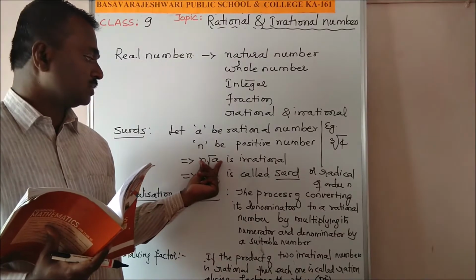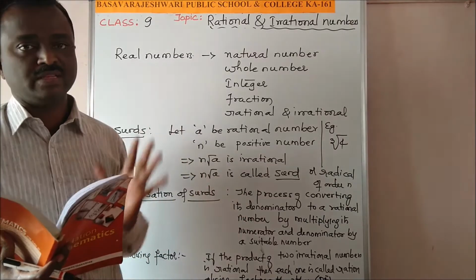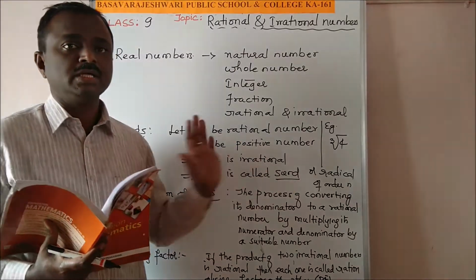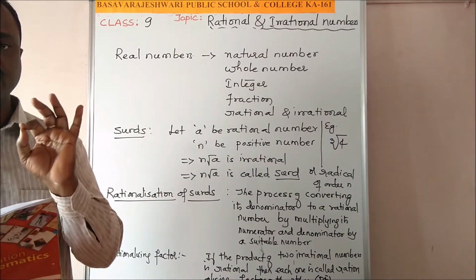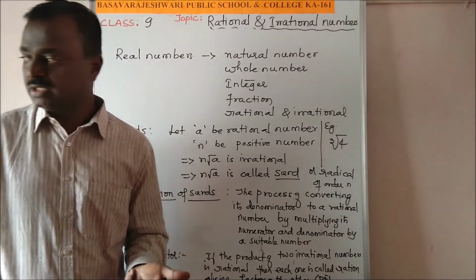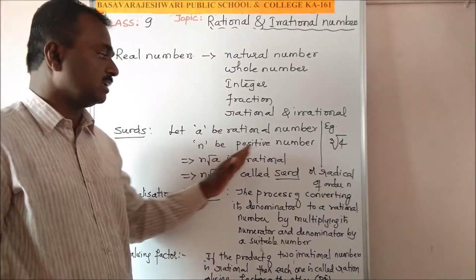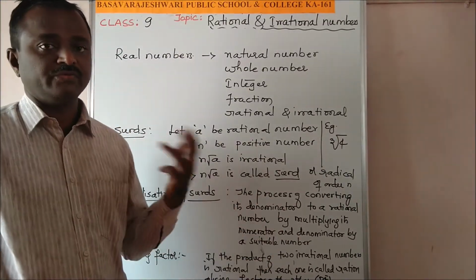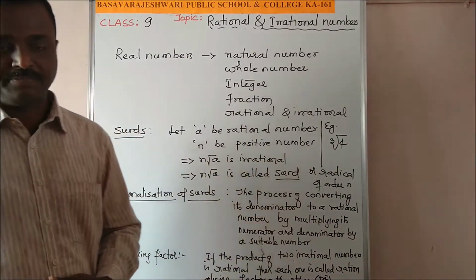If you calculate the nth root of A and it becomes an irrational number, then we can say the nth root of A is called a surd, or a radical of order n. So what is meant by a surd? Let A be a rational number and n be a positive number. If the nth root of A is an irrational number, then it is called a surd or radical of order n.